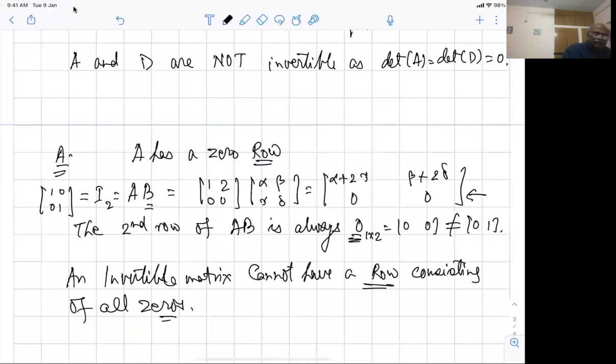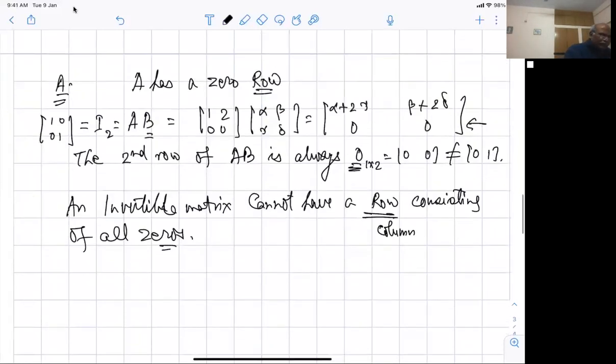Fine. Similarly, in place of row, I can also put the idea of column, because here I'm multiplying B on the right, there I can multiply B on the left. All right. So try that out yourself and think about it. Fine. Let's look at the matrix D now.